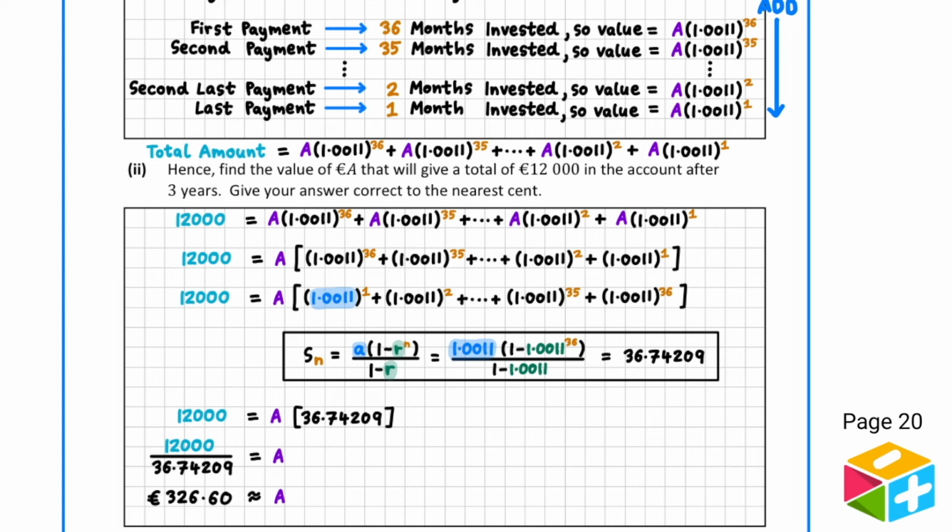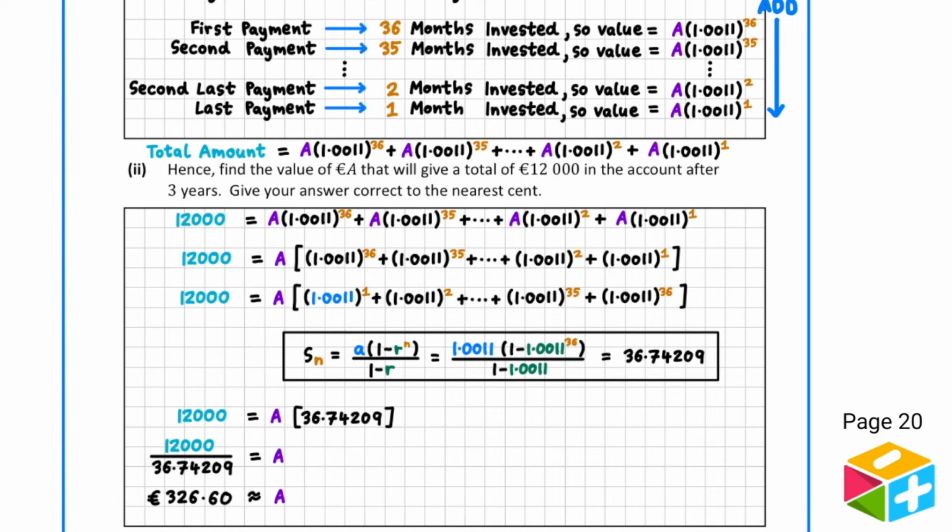This means that the common ratio R is 1.0011. N represents the number of terms in the sequence. Well, we start with a power of 1 and end with a power of 36. It follows that the total number of terms in the sequence, n, is equal to 36.